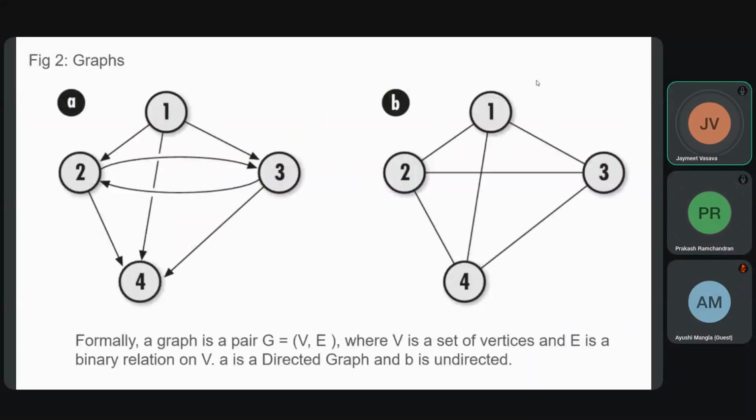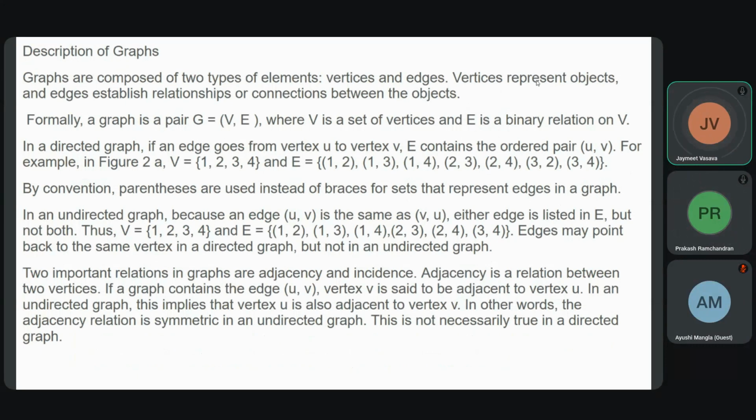So E will be as follows: 1 is connecting to 2, 3, and 4. So 1,2, 1,4, and 1,3 are the ordered pairs for 1. Then 2 is connecting to 3 and 4. And then 3 is connecting to 2 and 4. And 4 is not connecting to anyone. So these are going to be the ordered pairs. As you can see in the directed graph, we have listed the ordered pairs of E.